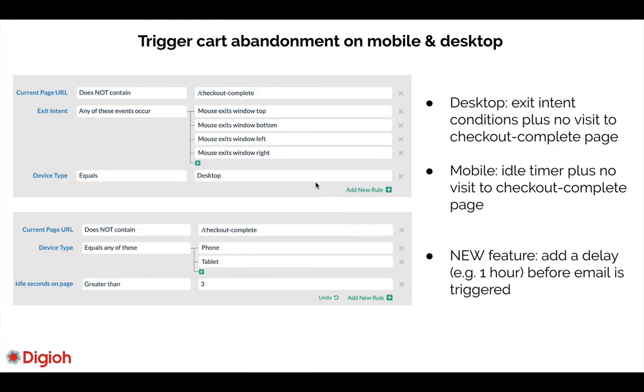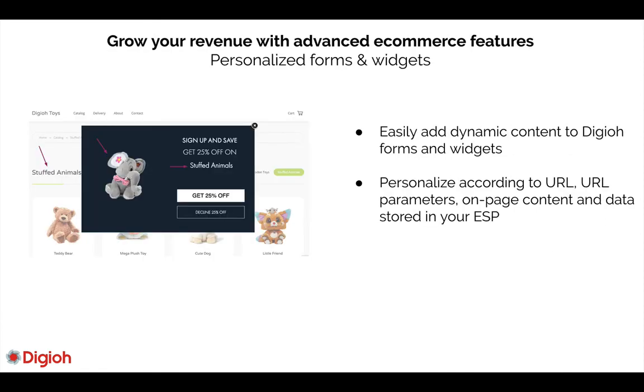It's very easy to set up exit intent. What we do is look at the mouse movements on desktop, and when they leave the top of the page, we consider that a cart abandonment. For mobile, we look for an idle timer. When did they go idle? Did they background your page? Did they stop scrolling up and down? We can detect that on a phone and tablet, and that's how we determine an abandoned cart.